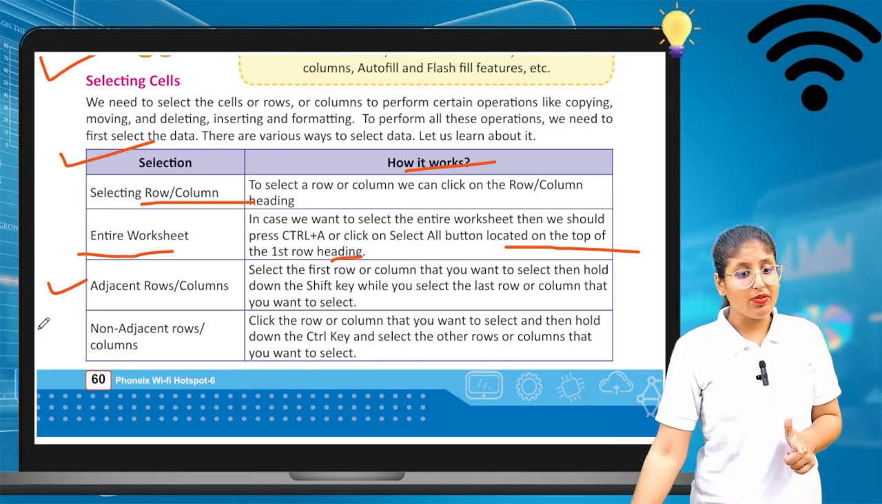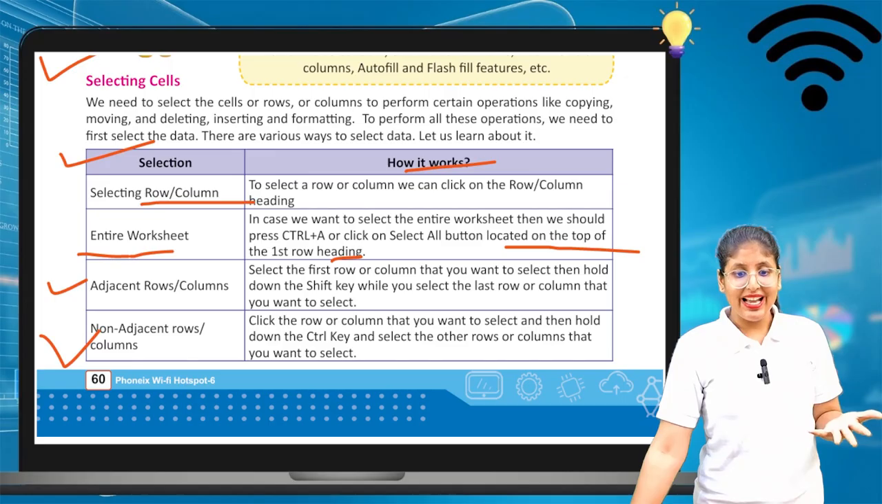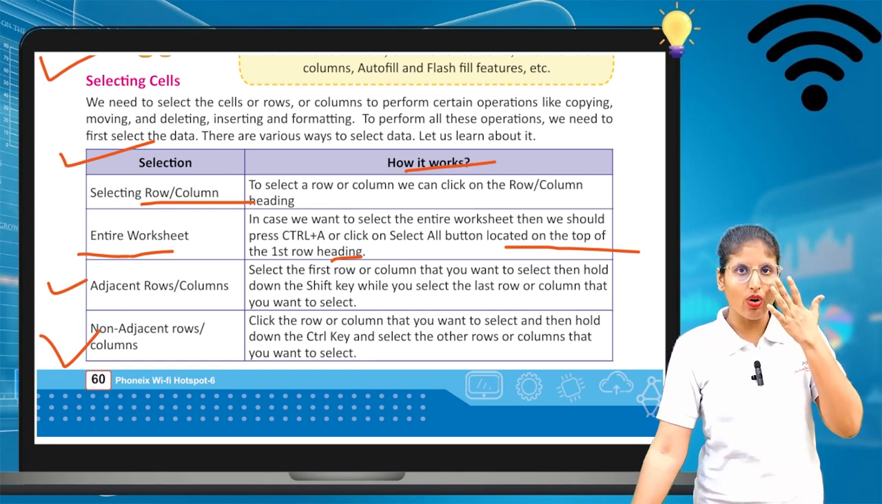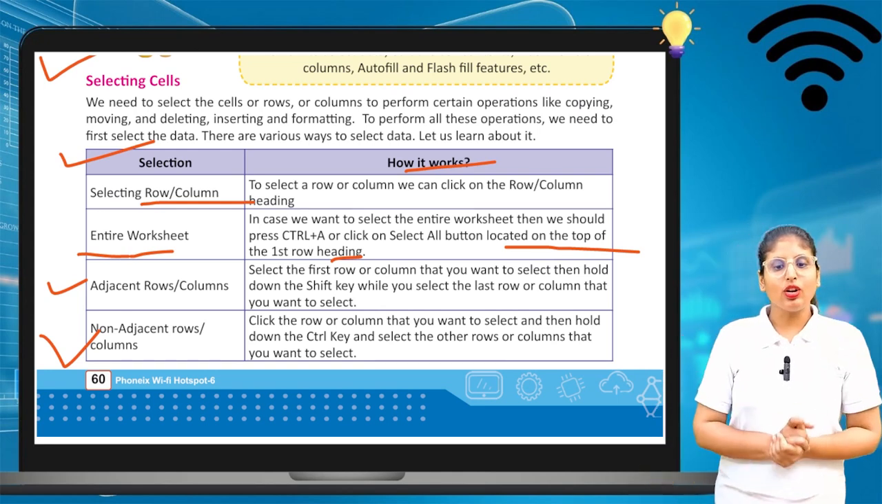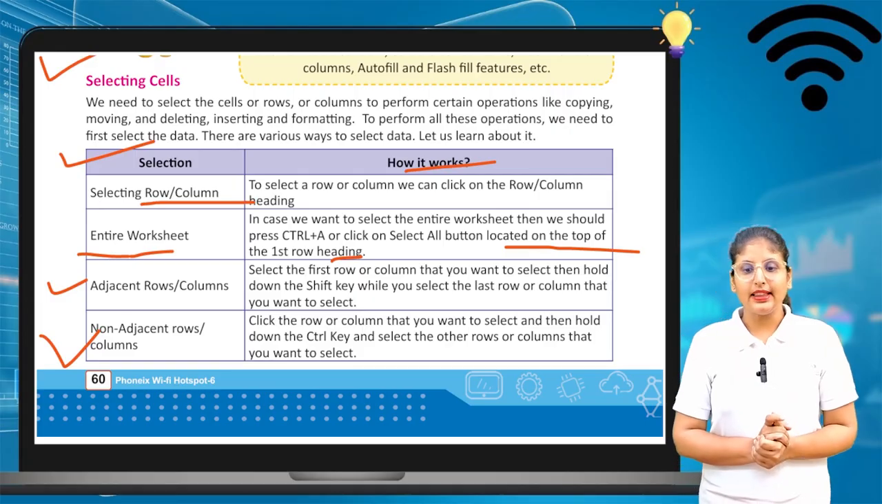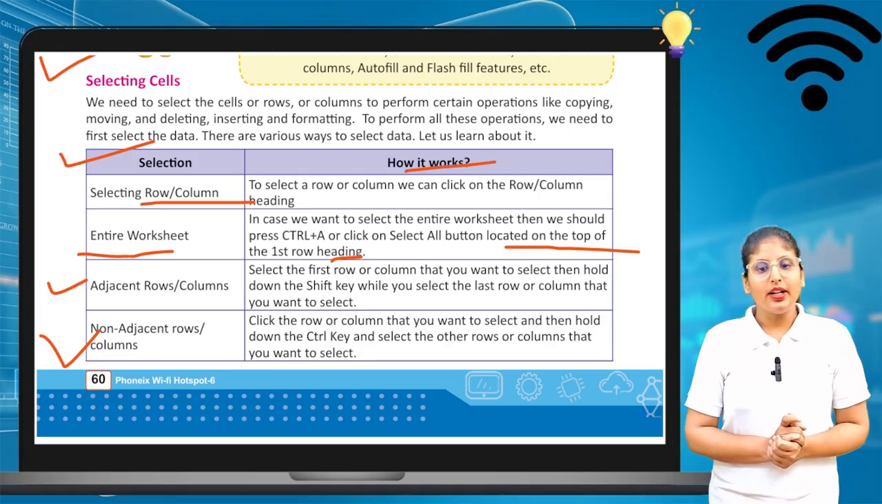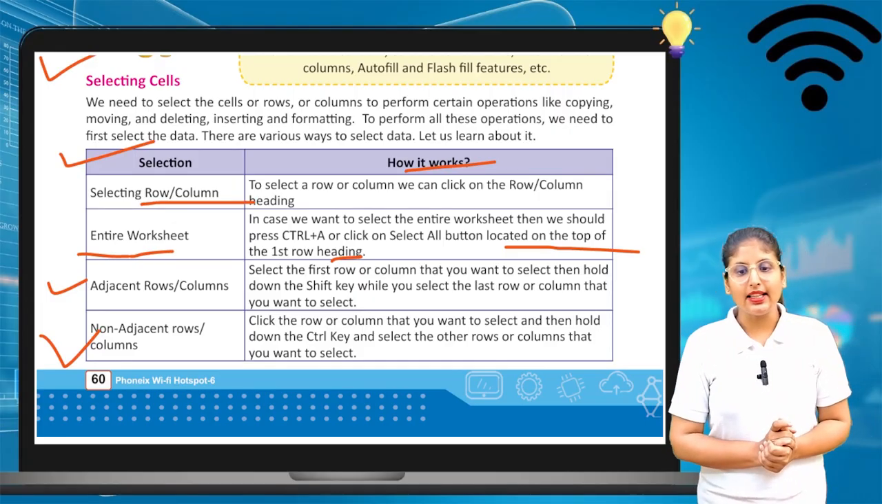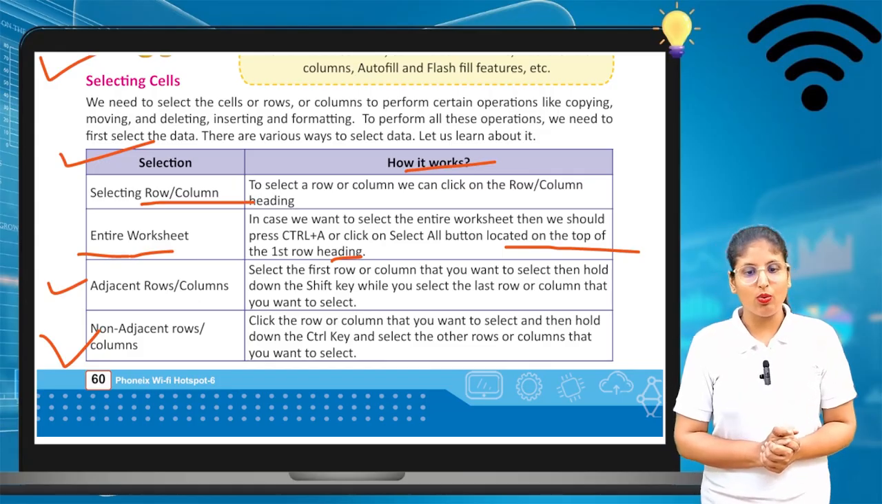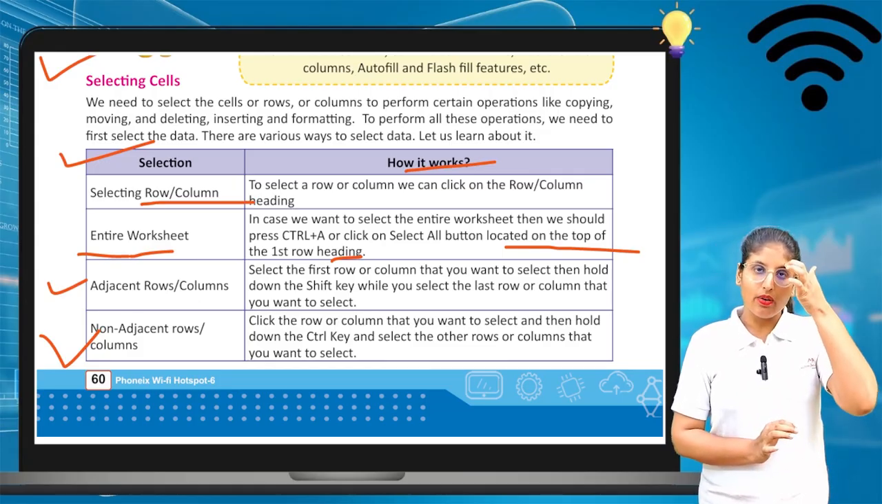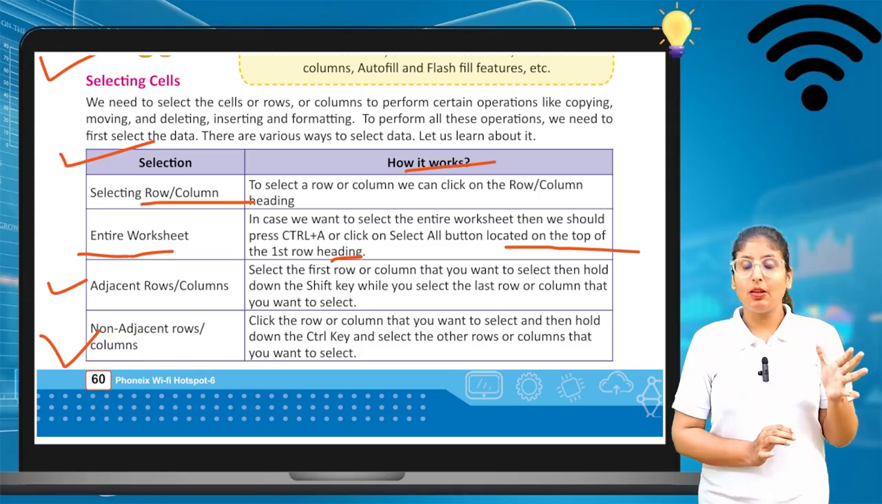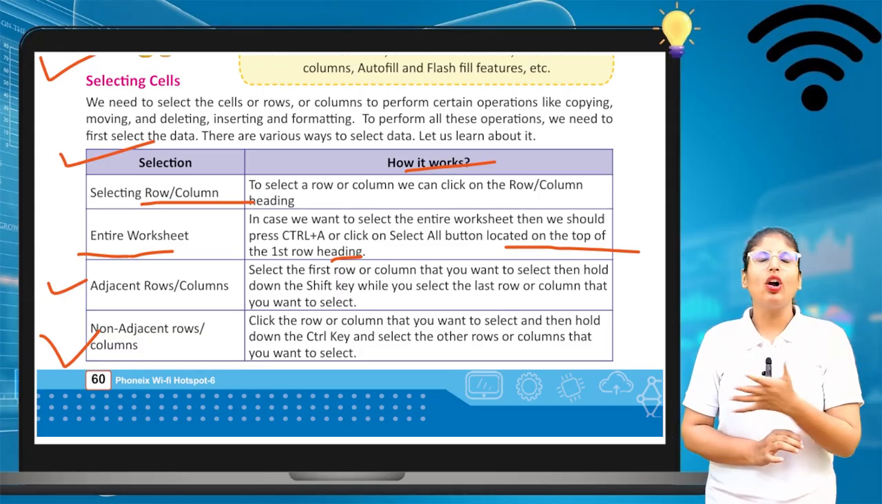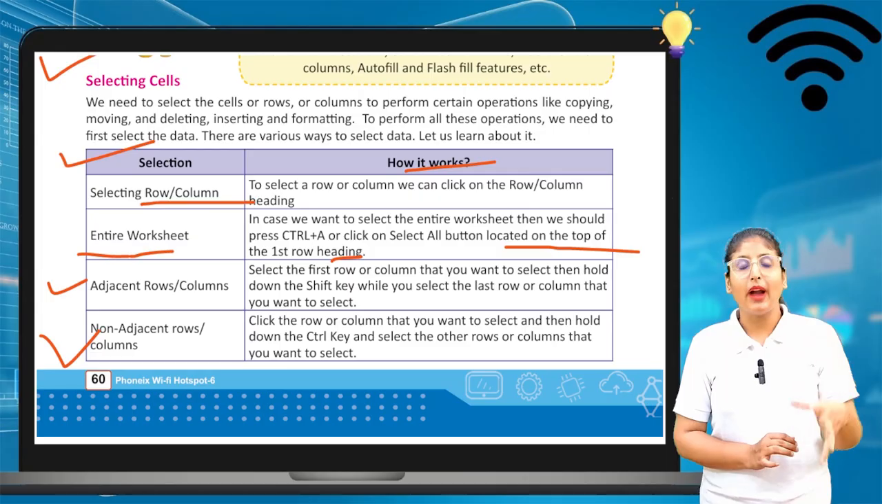Non-adjacent rows and columns. Adjacent means adjacent to one another. So if you do not want to select adjacent rows and columns, how do we do it? Click on the row or column that you want to select and then hold down the Control key and select the other rows and columns that you want to select. These are the important things. These things cannot be understood if you do not do them practically.